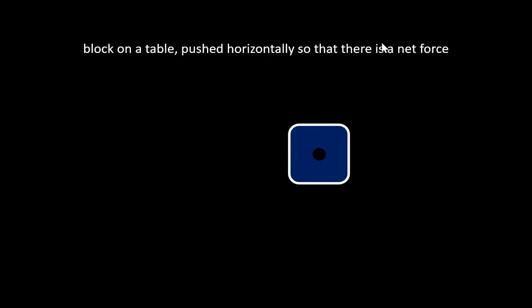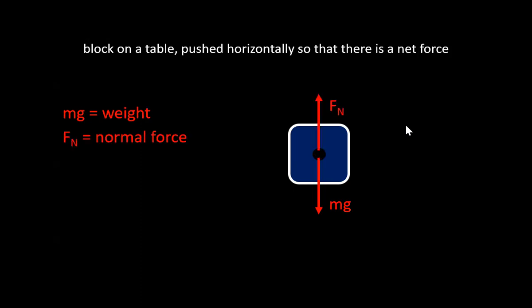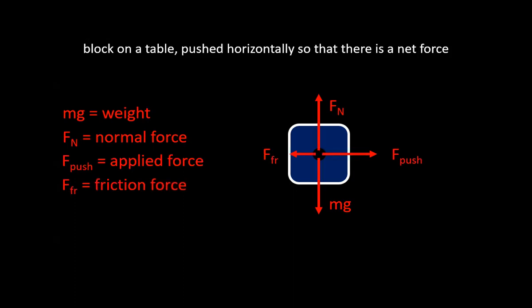Block on a table pushed horizontally so that there is a net force. Okay, so maybe the most obvious thing to do is, we got a weight, we got a normal force holding it up, right? And maybe you're pushing more than the friction's acting. Now, is that block in equilibrium? Definitely not. There's definitely a net horizontal force. So is that block accelerating? Yep. Subtract these two horizontals, you get a net force, divide by the mass of the block, tells you exactly how much it's accelerating.